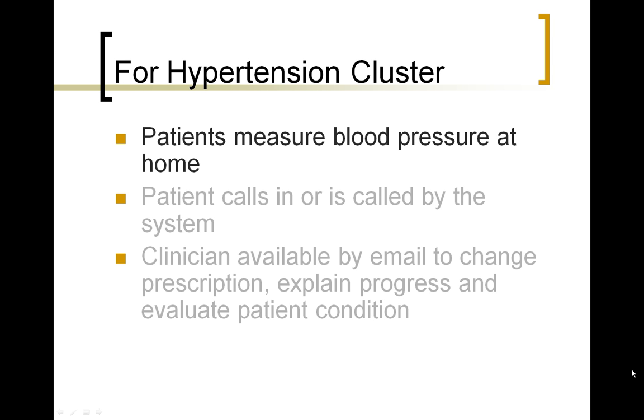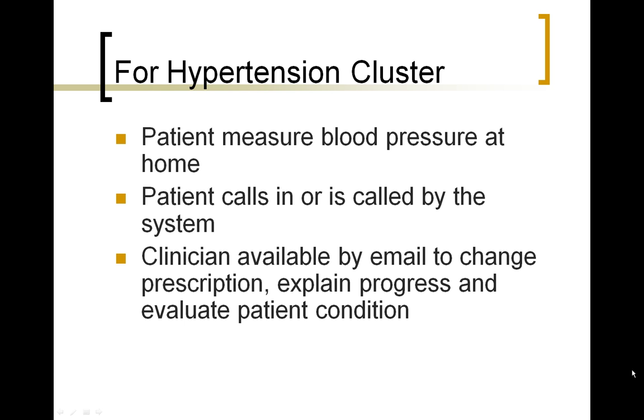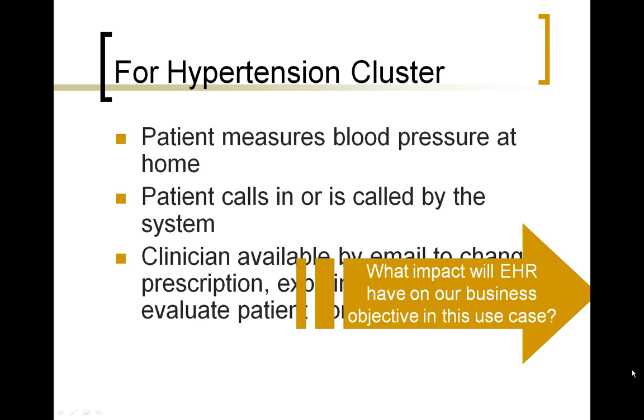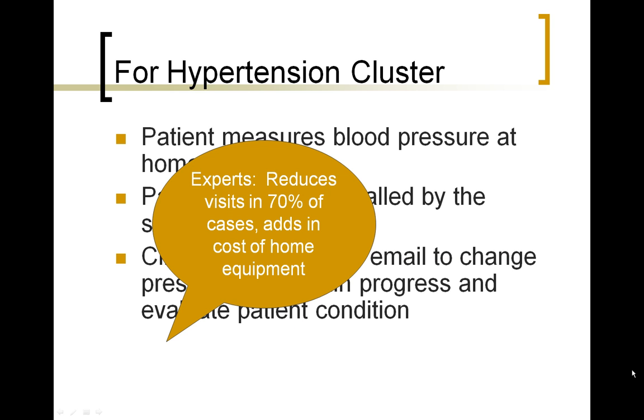For hypertension, the panel thought that a visit could be avoided if patients could assess their own blood pressure at home. Then the patient calls the blood pressure in, or the computer calls the patient and gets the information. Clinicians would be available by email to change prescription, examine progress of the patient, and answer their questions. The panel estimated the potential impact of the new process to reduce visits among 70% of patients with hypertension. Obviously, one should consider the added cost of giving blood pressure monitoring equipment to the patients.